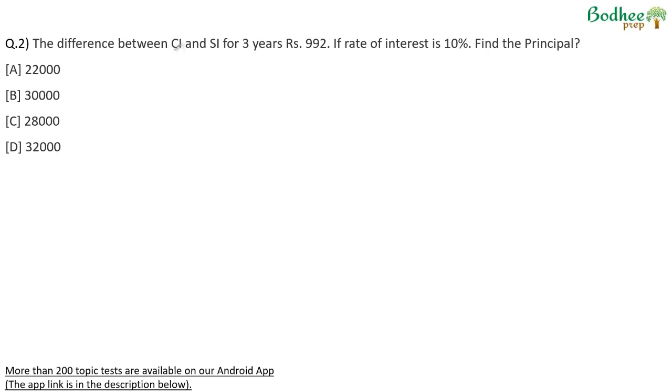The difference between CI and SI for 3 years is 992. The rate of interest is 10%, find the principal. Now, the difference between CI and SI for 3 years is given by 3PR squared upon 100 squared plus PR cube upon 100 cube. Since the rate is mentioned, the difference is there.